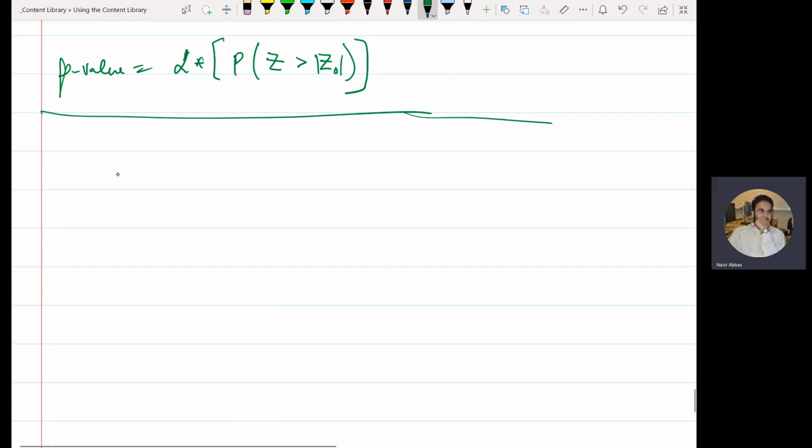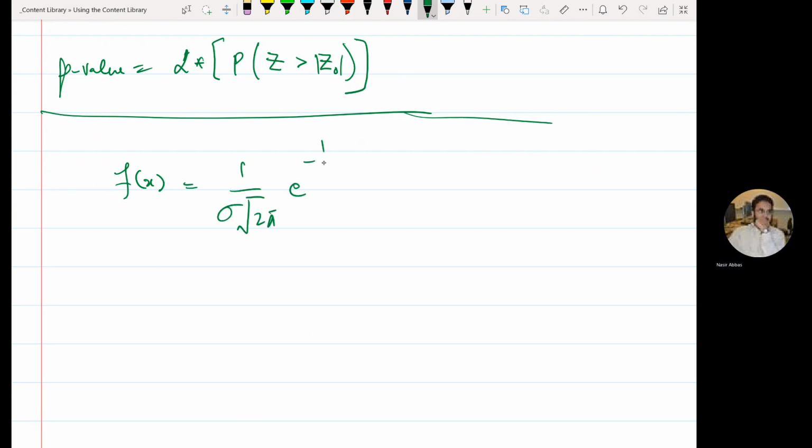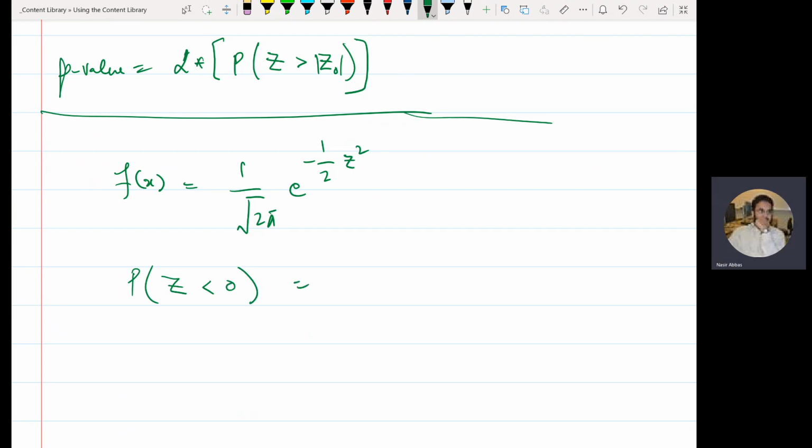Basically, for normal distribution, this is your f of x, right? Have you seen this before? 1 over square root of 2 pi e to the power minus 1 by 2 z square. This is the standard normal distribution with sigma equals 1, mu equals 0, right? If I want the probability of z less than 0, which is of course 0.5, do you all know that probability of z less than 0 is 0.5? The center of z is 0, so 1/2 is less and 1/2 is above.